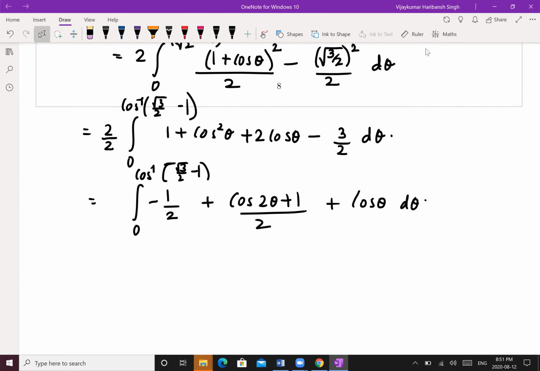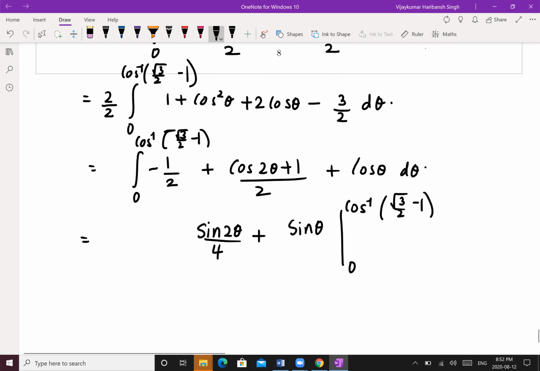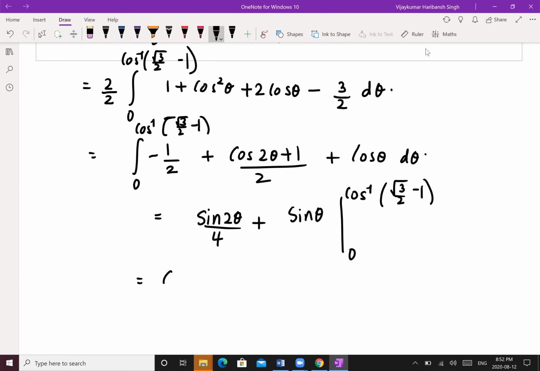Now we are ready to integrate it. So this is going to be minus half theta plus sine 2 theta by 4. The half and minus half and plus half should have cancelled each other out, so we did not need to write that. Then the integral of cos theta is sine theta. Again, limits are from 0 to cos inverse of root 3 by 2 minus 1. When you put 0, of course, you'll get 0. So at the end, we are looking at sine of 2 theta by 4, so 2 times cos inverse of root 3 by 2 minus 1, plus sine of cos inverse of root 3 by 2 minus 1.